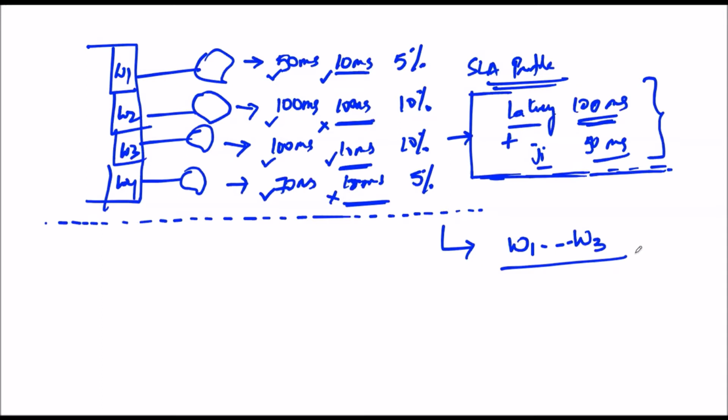So latency plus jitter we are trying to mention. Now we have selected WAN 1 and then WAN 3 based upon our SLA profile. So WAN 1 and WAN 3 will only be utilized for this particular traffic.